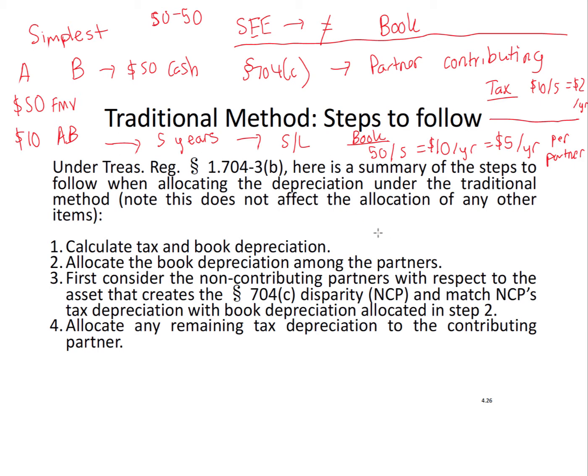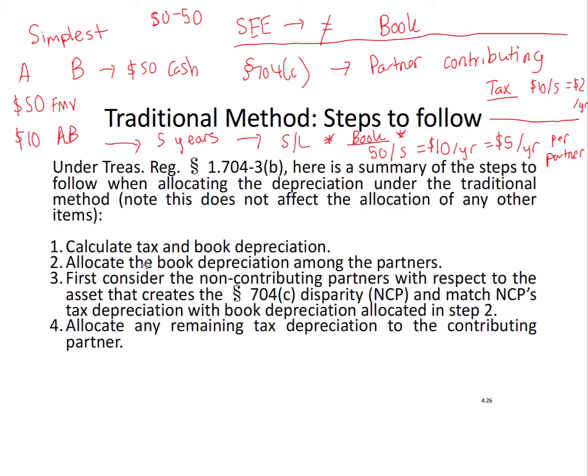That's the tax basis. So the traditional method, so with respect to substantial effect, we focus on the book. The book is the key. Because again, the tax allocation, which is what the issue is, needs to follow a book. Well, for book purposes, for financial accounting purposes, if this is what we follow, we do $5 per year per partner, $10 overall. Well, you see a disparity, right? We can only do $2 for tax purposes, but there's 10 for book purposes. So under the regs, in 1.704-3(b), here's a summary of the steps to follow in allocating the depreciation under the traditional method. Okay? This does not affect any other items.